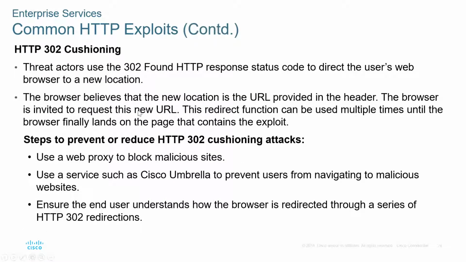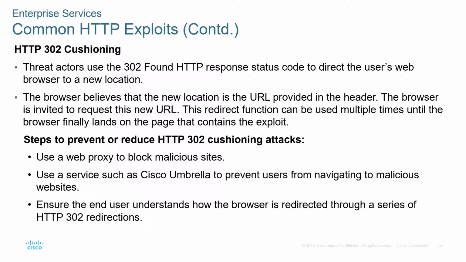You have HTTP 302 cushioning. What this is, you use the 302 Found HTTP response status code in order to redirect a user's web browser to another location. And therefore, the browser believes the new location is the URL that's provided in the header back from the web server, and the browser is invited to request this new URL. The redirection function can be used multiple times until the browser finally lands on a page that contains the exploit.